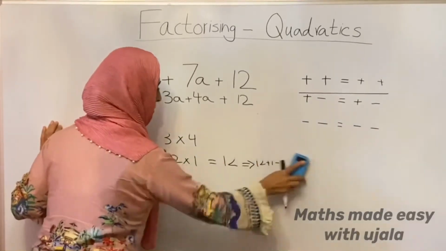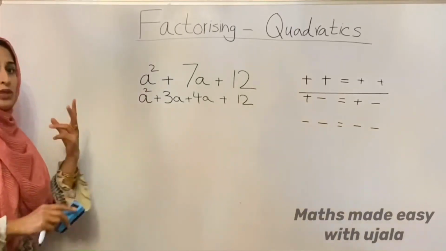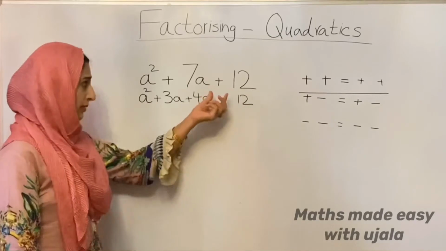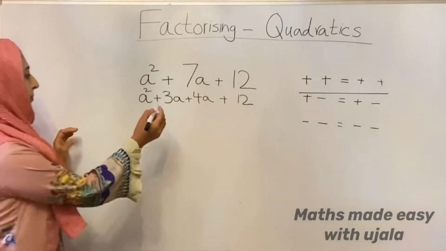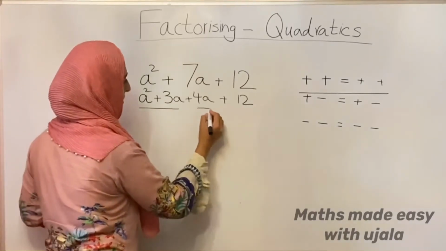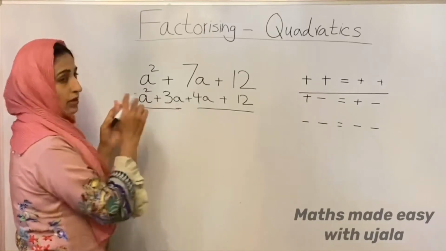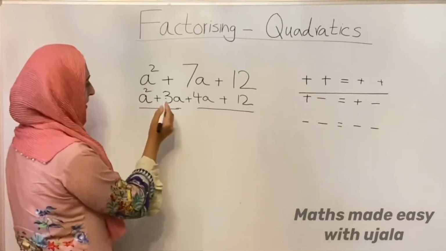This you have to work out with your timetables. You have to work out which 2 numbers are going to multiply and give you the last term answer, and if you are adding them together, it's giving you the middle answer. So again, I'm separating these 2 terms. In these 2 terms, taking the common out. Remember this method?